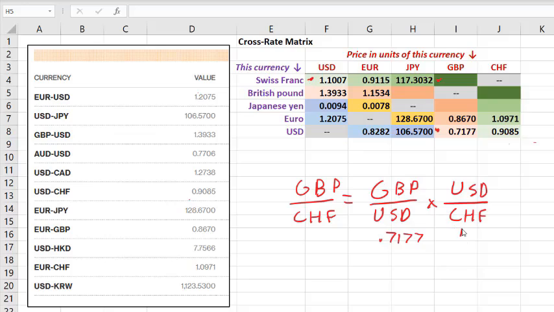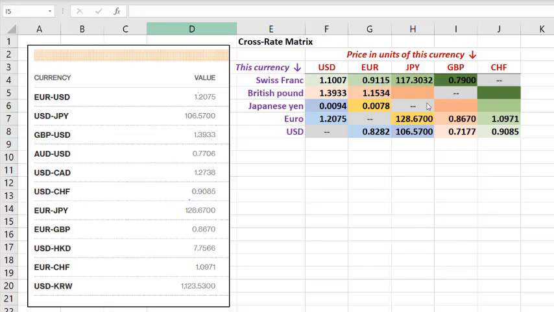Dollars per Swiss franc, 1.1, right there. Just kind of round that. And then remember, the dollars part of this is going to cancel. And then I'm left with pounds per Swiss franc. So let's try that in the matrix. Equals pounds per dollar times dollars per franc.